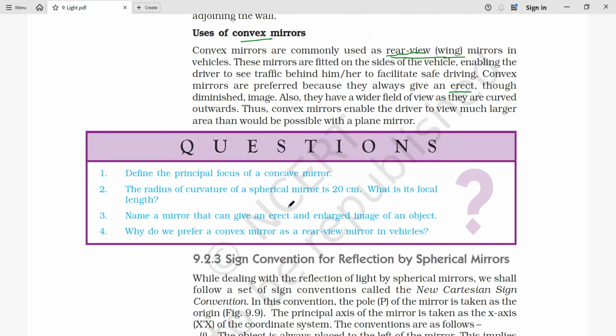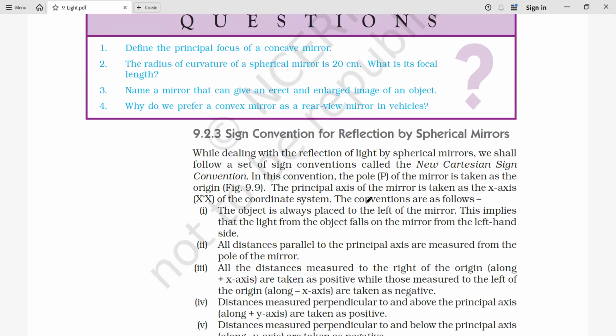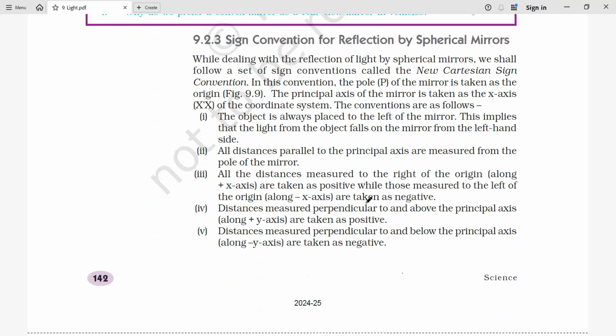Both are important. You try to do all these problems. Next we have sign convention for reflection by spherical mirrors. Sign convention is more important when you are solving problems. When the object is placed where, whether the object distance will be positive or negative. Similarly, image distance. Object distance we write as u, image distance we write as small v, and focal length is f. When is it positive, when is it negative.